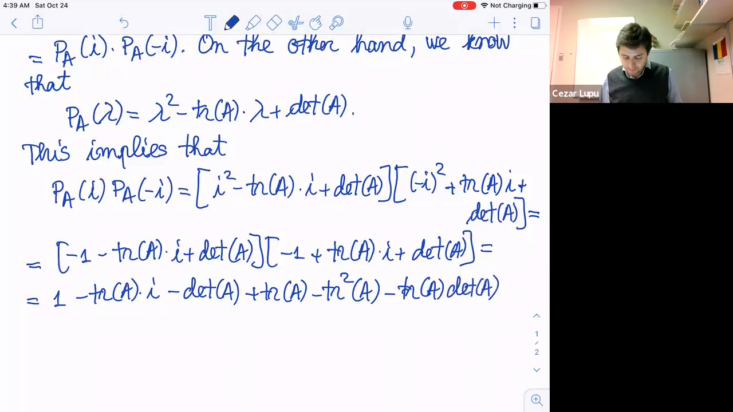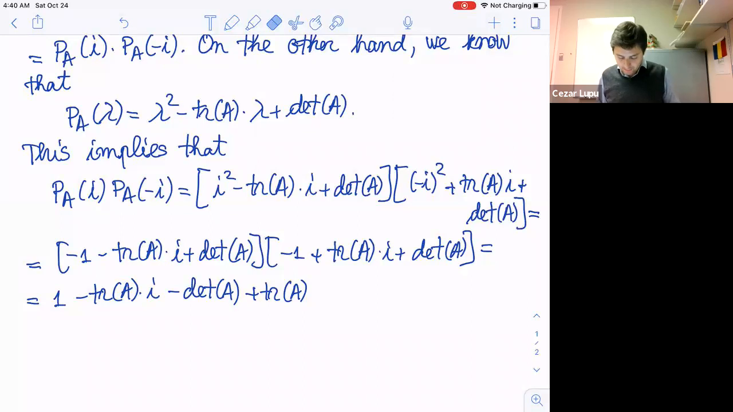Okay. Oh my goodness, I think I forgot an I here. All right, shoot. Okay, so the first one is 1 minus trace of A minus the determinant of A. Okay, the second one is plus trace of A times I.